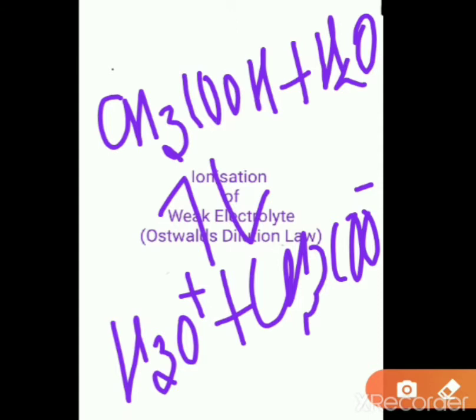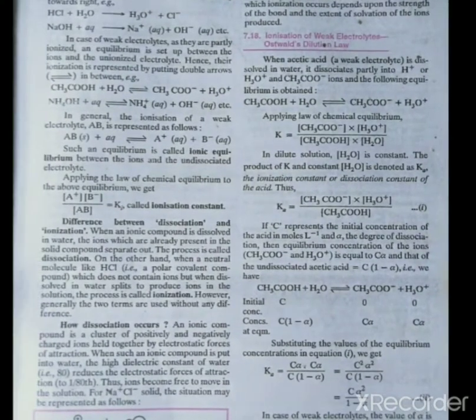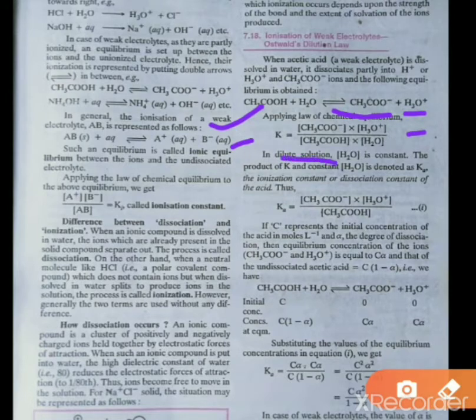So students, in this equation you can see that equilibrium is obtained. Applying the law of chemical equilibrium here, we can write K is equal to molar concentration of CH3COO minus into molar concentration of H3O plus divided by molar concentration of CH3COOH into molar concentration of H2O.